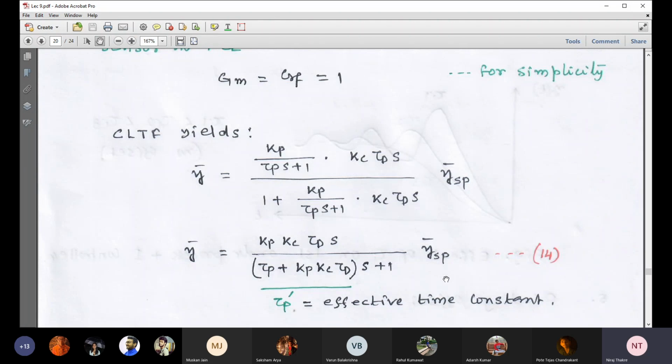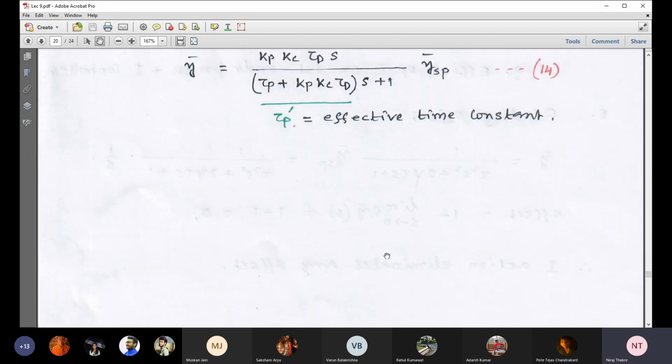So, is there any change of order, student? We have started with a first order open loop process, that is Kp by tau P s plus 1. We have ended with equation 14, which is also a first order closed loop process. So there is no change of order.